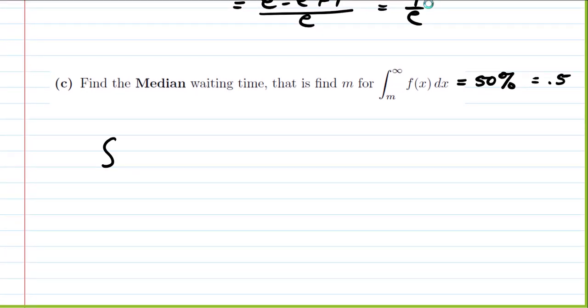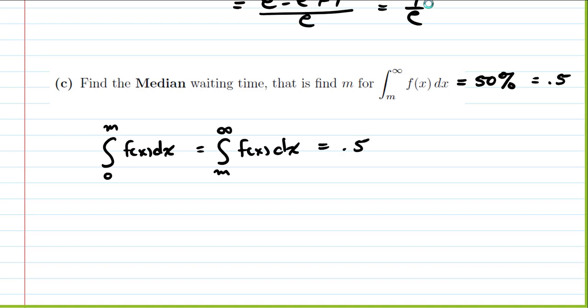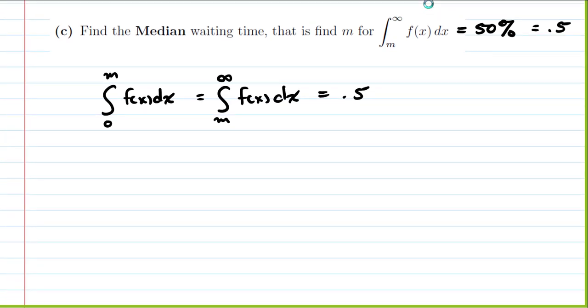So we're going to do our integral from m to infinity. What else could we do? Based on what we just talked about, what does that integral have to be equal to? The integral from 0 to m of f of x dx has to equal the integral from m to infinity of f of x dx. And they both have to be 0.5, right? Because they're complements of each other. Because if I find one of them is 0.5, what does the other one have to be? 0.5, right?